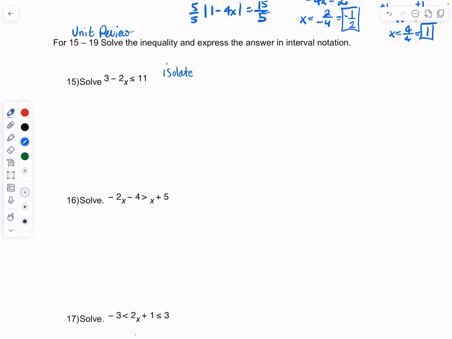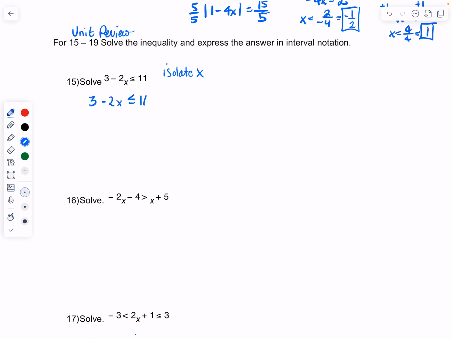And we have to just be careful with inequalities because when you get down to the last step of solving, you're either going to be dividing something off or multiplying. If that coefficient in front of x is negative, then you divide it off regularly. However, the inequality sign will change. And we're going to see this with number 15. So 3 minus 2x is less than or equal to 11.